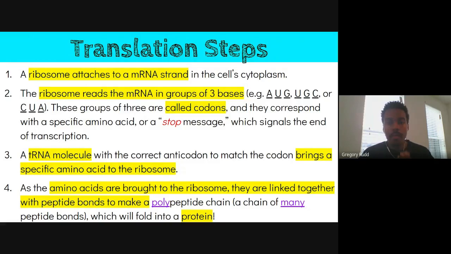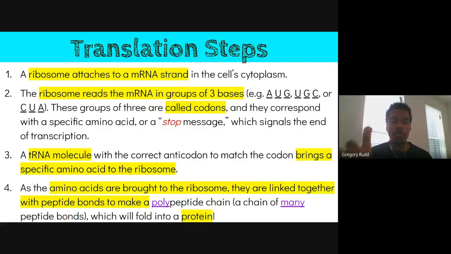It doesn't just read it letter by letter, it reads in groups of three letters, aka 3 bases. And we call these groups of 3 bases codons because they code for something specific. Either they code for an amino acid. We have 20 amino acids. So either they code for one of those 20 amino acids, or they code for a stop message, which I'll explain later. But the stop message signals the end of translation.